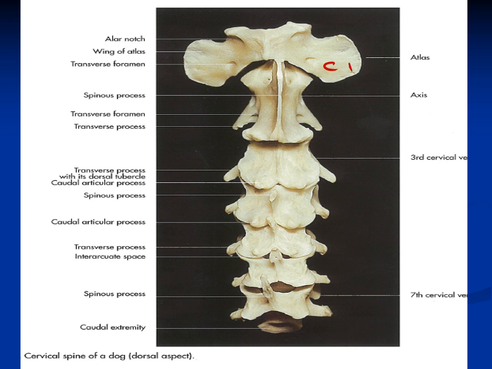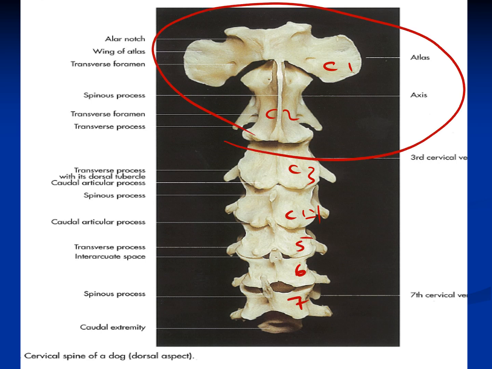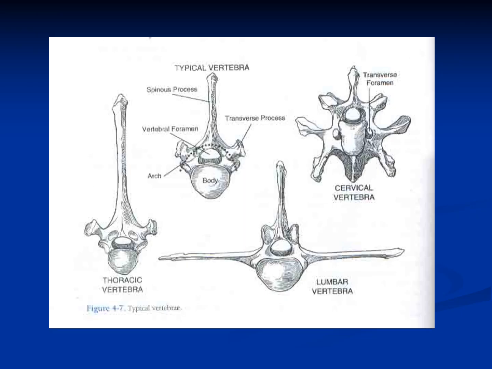So this is C1, C2, C3, C4, 5, 6, and 7. See this one here, 1 and 2, they are considered atypical, abnormal vertebrae. C3, C4, C5, C6, C7 are considered typical vertebrae. They have a spinous process, they have a transverse process, and they have their body. C1 and C2, as I said, are considered atypical vertebrae.